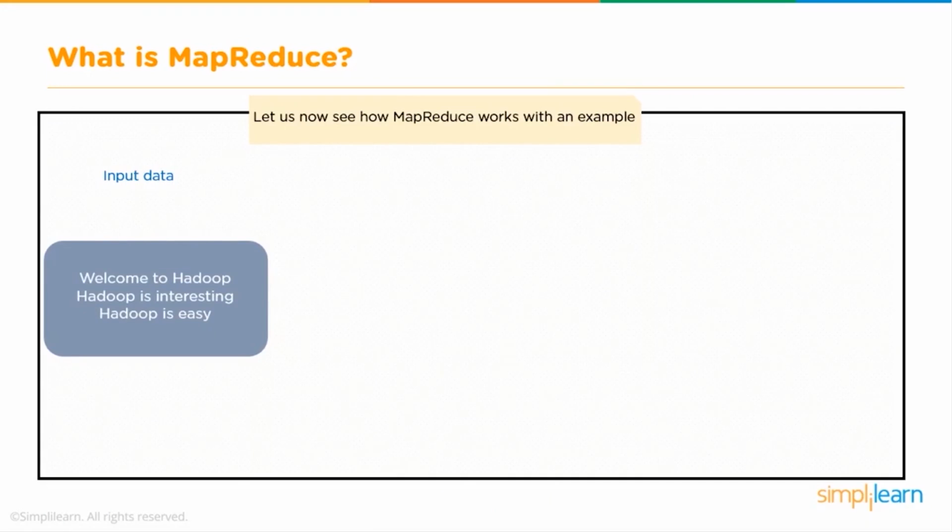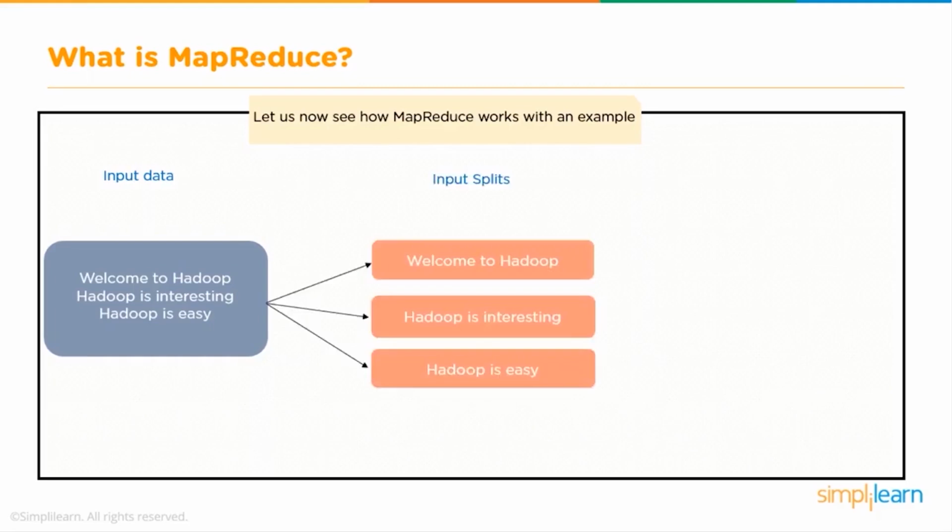So we have input data which says welcome to Hadoop. Hadoop is interesting. Hadoop is easy. Now this could be split. Imagine that this data is huge, probably more than 128 MB. So imagine this file would be then split into multiple blocks, each block acting as a split, some portion of data being in every block. So these are your input splits.